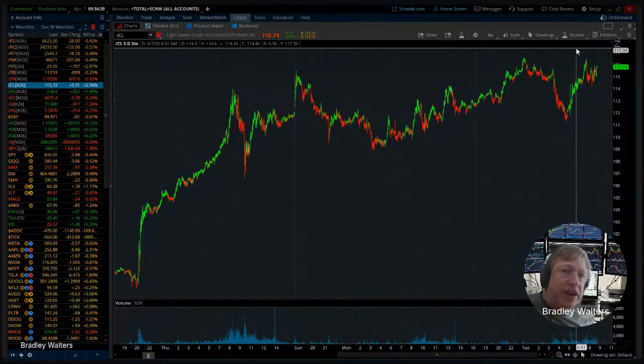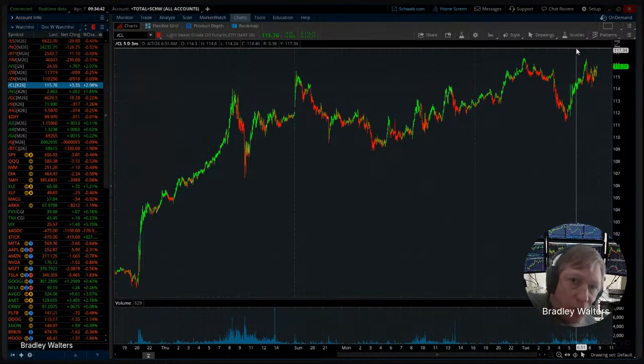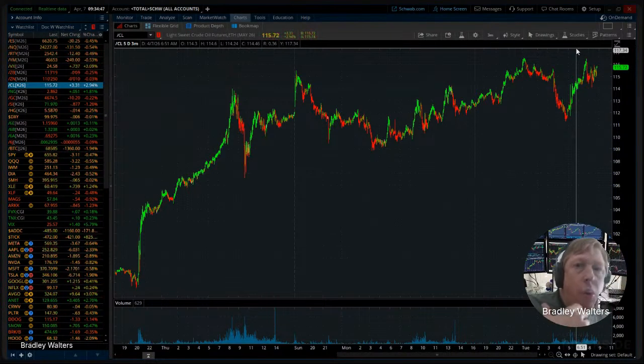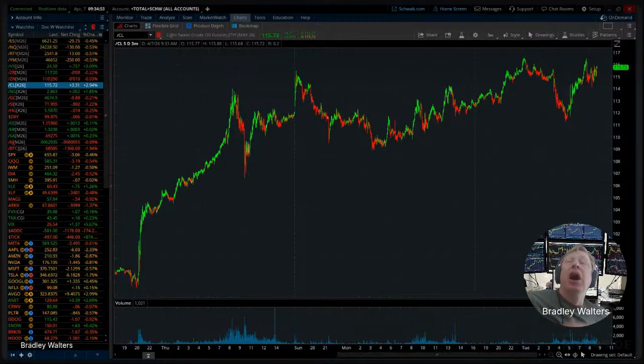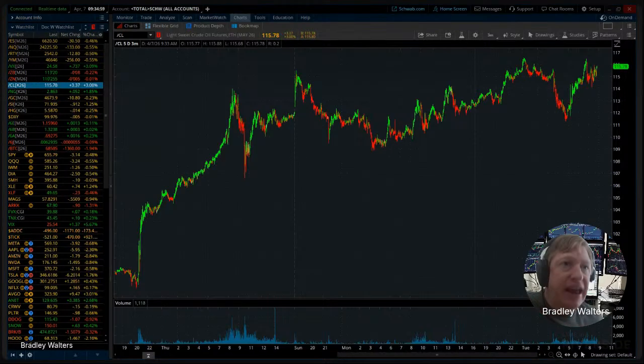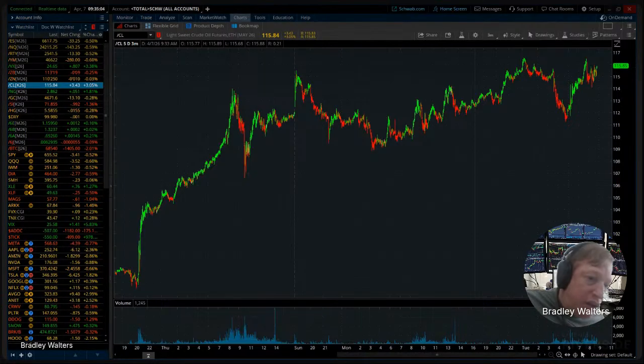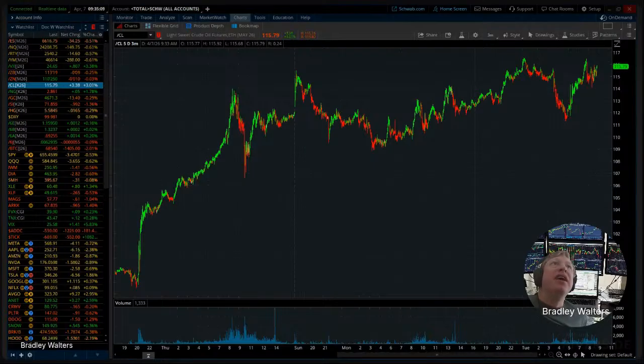So looking at the market like this, it's very difficult to have any conviction of what's going to happen on a day-to-day basis, or trying to figure out what's going to happen a couple days or a couple weeks in the future. Right now, with this market, we can only look at how it's moving on a day-to-day basis. And Apple is a perfect example of that.